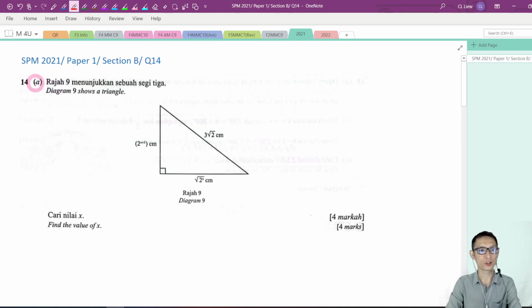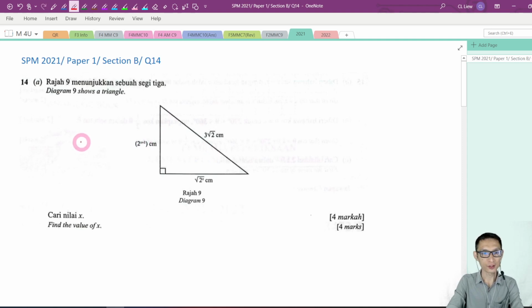Question number 14, this question is taken from SPM 2021. Diagram 9 shows a triangle. We want to find the value of x. Here we have a right-angled triangle, so we can use Pythagoras theorem to help us form an equation.